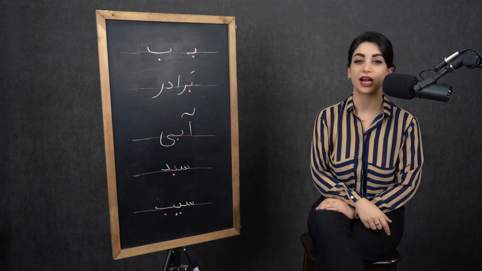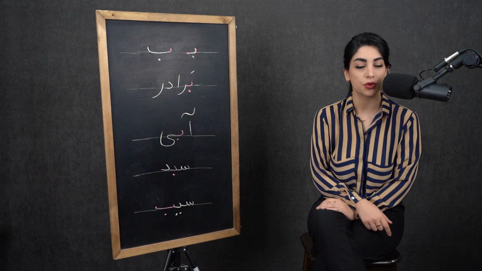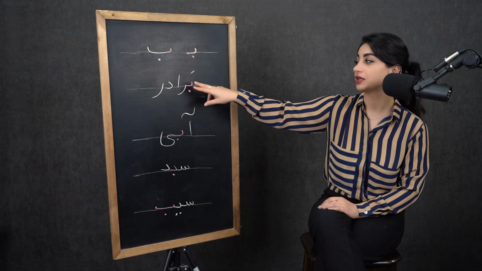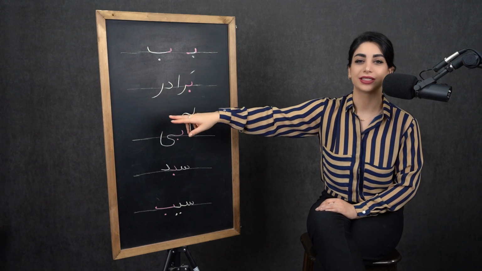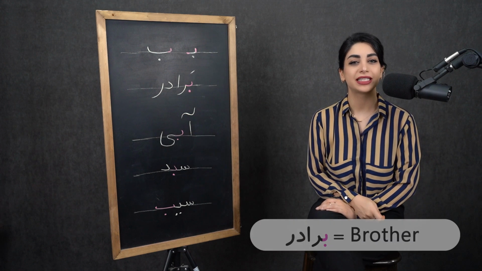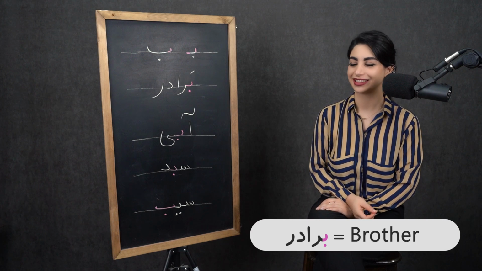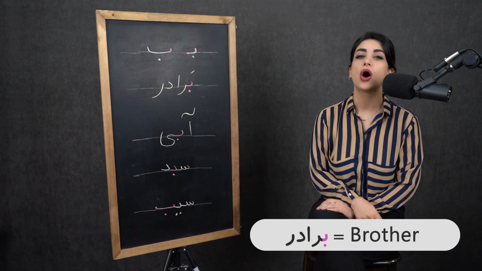So here are our new words, but now let's go and read them together and see what they mean in English. First of all, برادر. برادر is the same as brother in English. Similar, huh? Next one, آبی.